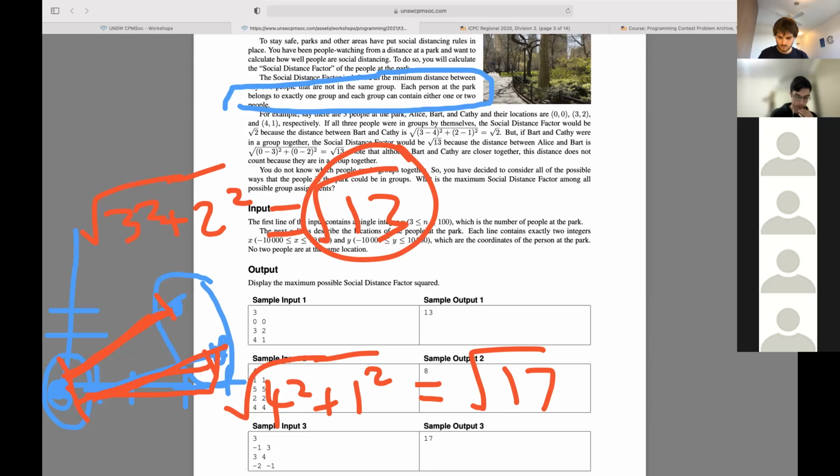For example, if we group these 2 people, then these 2 would have been very close. They would have been root 1 squared plus 1 squared apart. And we could have done better than that. We could have gotten a minimum of 13.